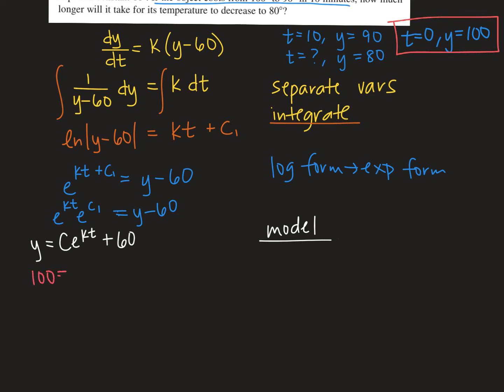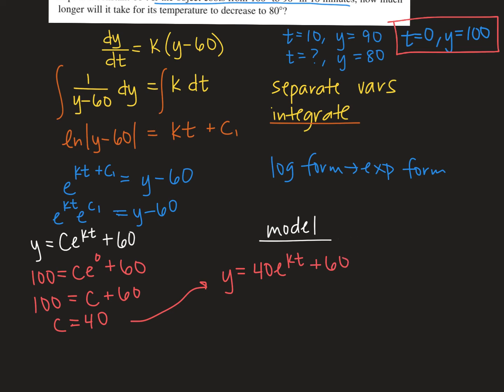So if 100 equals c e to the k times 0 plus 60, this one's pretty simple. We're going to end up seeing that since e to the 0 is 1, we have 100 equals c times 1 plus 60, so c is 40. So that's pretty nice. So here's what we have so far. We have y equals 40 e to the kt plus 60.